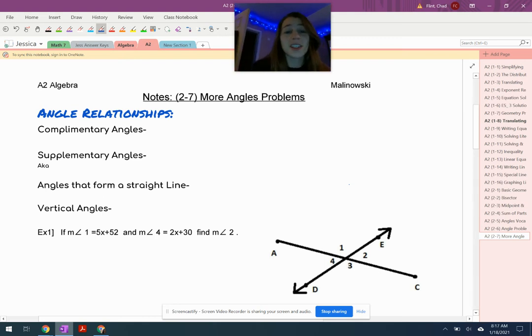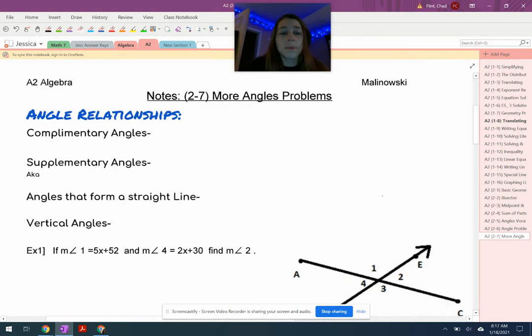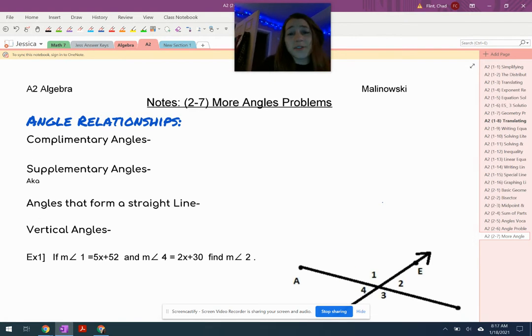Good morning. This is Algebra A2, Notes for 2-7, which is just more angle problems. So this is really nothing new here in this lesson. It's just more angle problems using those relationships that we're going to go over really quickly here. So you can see that these aren't in fill-in-the-blank format like they were in the previous ones, because by this time you should start to have these memorized.